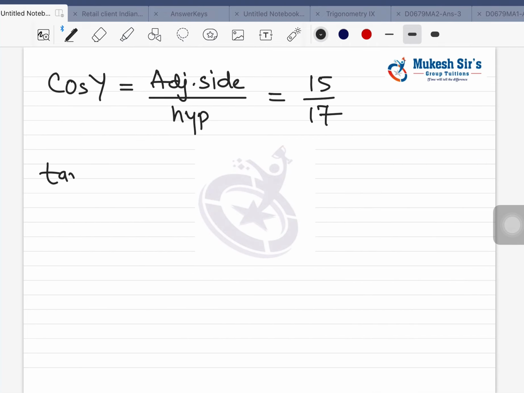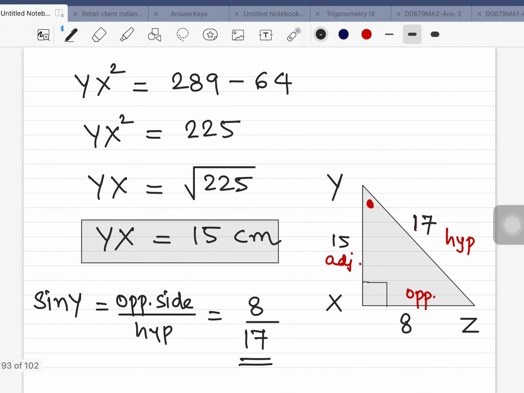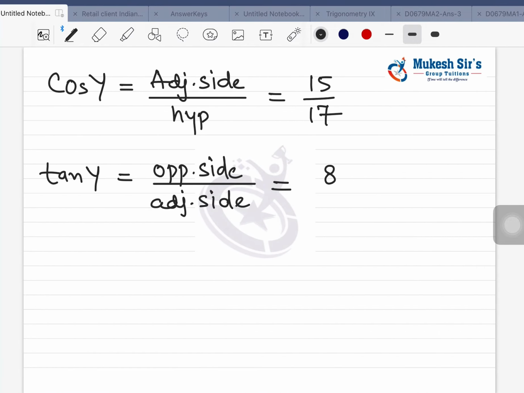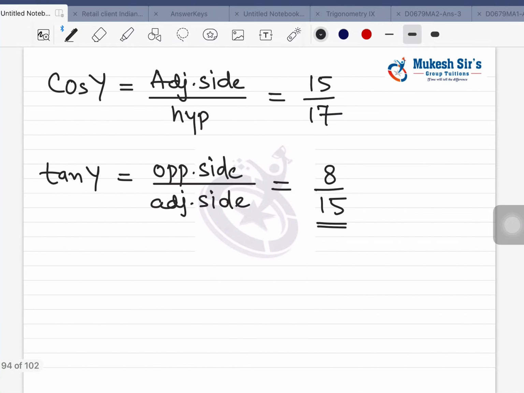And then you want tan y. Tan y is equal to sin y upon cos y, or you can write opposite side upon adjacent side. So opposite side of y is 8 and adjacent side is 15. So the answer is 8 upon 15. Okay. This was for angle y.